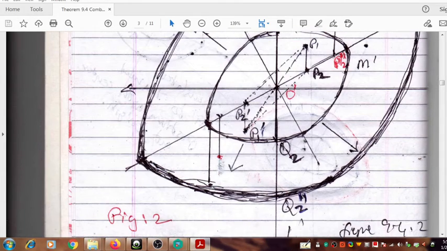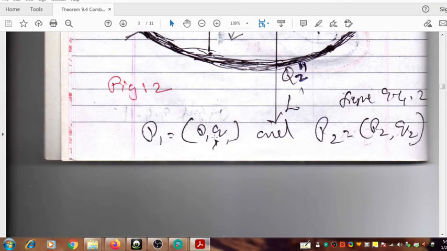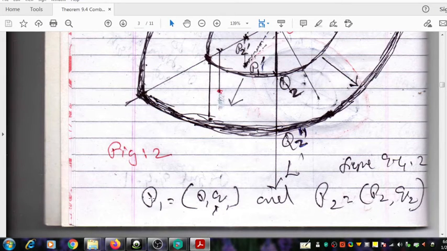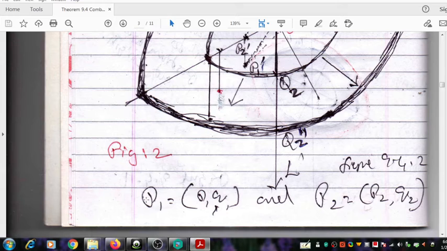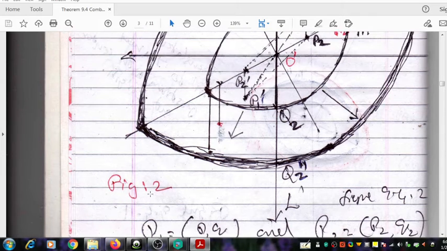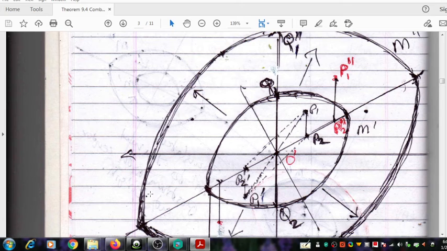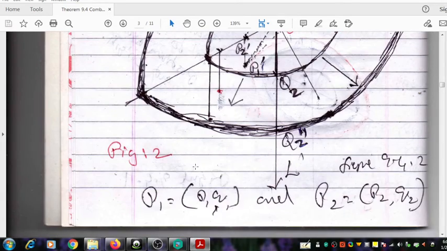Here also assume that the point p1 has x coordinate small p1 and y coordinate q1, and the point p2 has coordinates small p2 and q2. It is clear that p1, q1, p2, q2, all these four values are integer values. Why? Because according to our application of theorem 9.1 we got the points p1 and p2 as lattice points, and since p1 and p2 are lattice points, we know that their coordinates must be only integers.